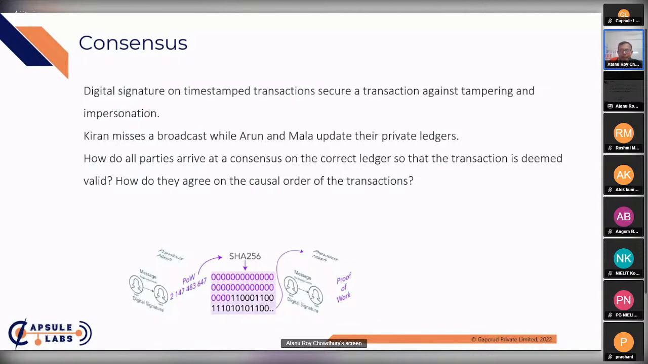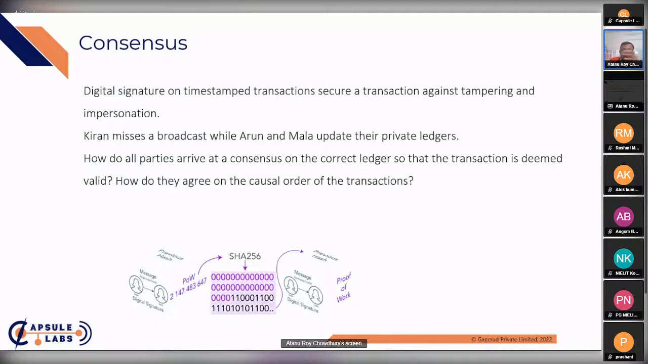If we can solve for this kind of a scenario, we will be able to solve this trust issue fundamentally, right? So the question is, how do all parties arrive at a consensus on the correct ledger, so that the transaction is deemed valid? How do they agree? If they can all see the set of transactions as they happen, then they will agree on the order of those transactions.